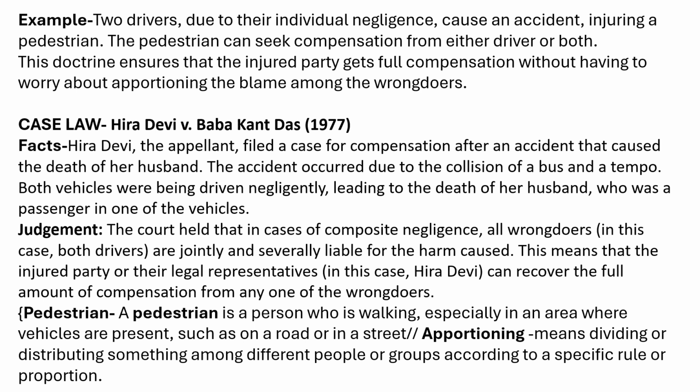Example: two drivers, due to their individual negligence, cause an accident, injuring a pedestrian. The pedestrian can seek compensation from either driver or both. This doctrine ensures that the injured party gets full compensation without having to worry about apportioning the blame among the wrongdoers. Case law is Hira Devi versus Baba Kant Das, 1977.